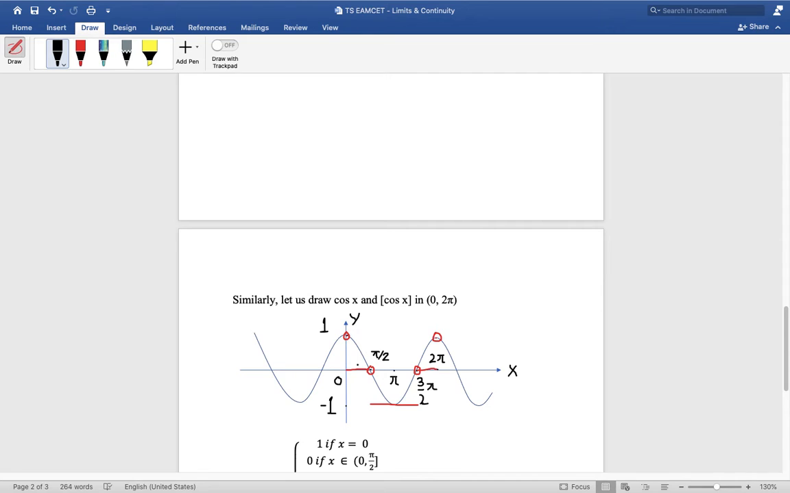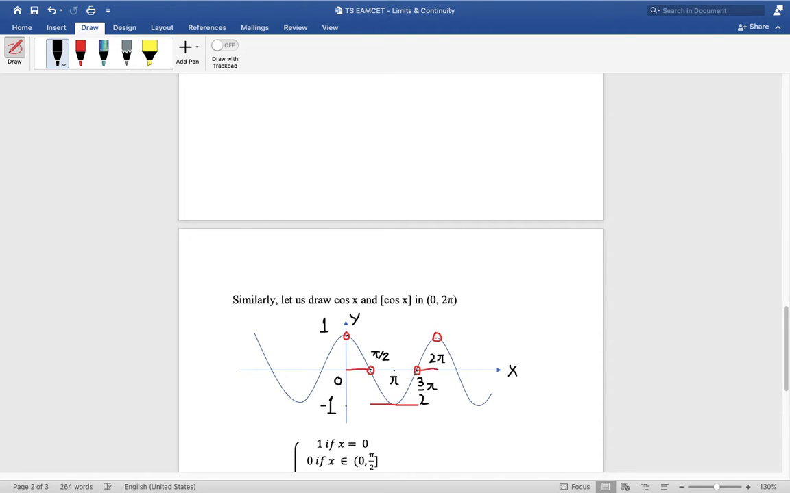Like I had done for sin x, I have drawn the greatest integer function of cos x in red over here. At x equals 0, the value is 1, so the greatest integer function is 1. But for all the values between 0 to pi by 2, the value of cos x is between 1 and 0, so their greatest integer function is 0. As soon as I cross pi by 2, the value is a very slightly negative number, maybe minus 0.01, minus 0.02. All of them will have a greatest integer function of minus 1, and this will continue till you reach 3 pi by 2.